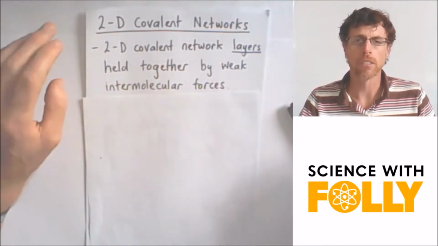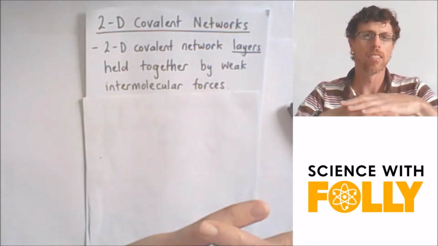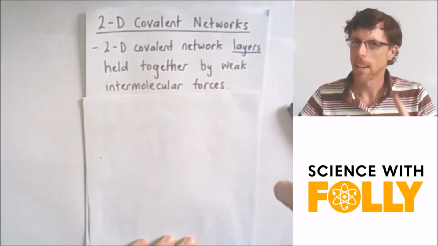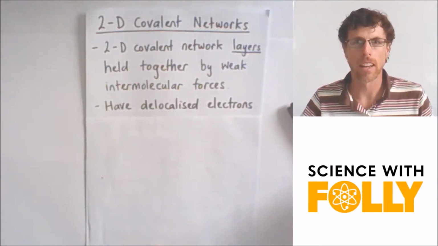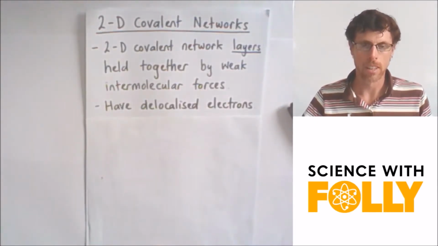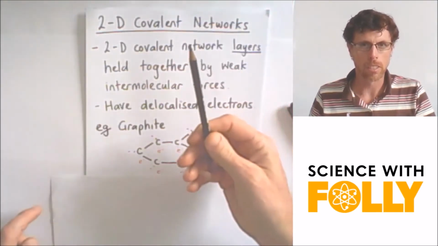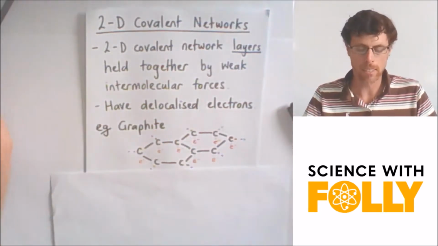Second are two-dimensional covalent networks, and these consist of layers held together by weak intermolecular forces. And another key point about these is that these substances have delocalized electrons. One example is graphite, like in this pencil. Can you see it? Yeah, bit of graphite there. As you know, graphite conducts electricity.